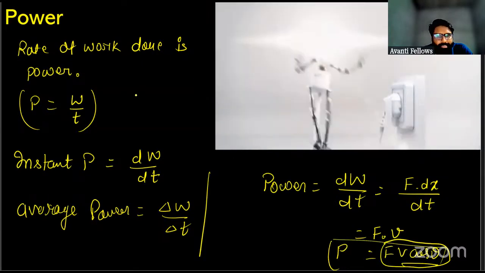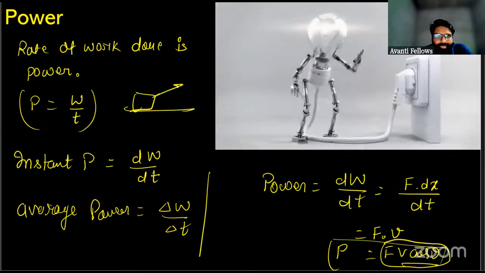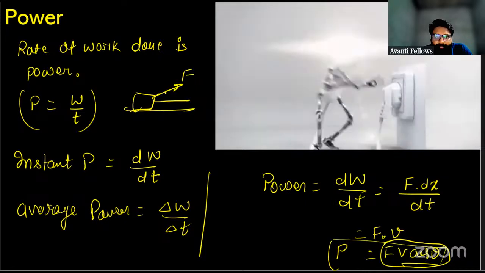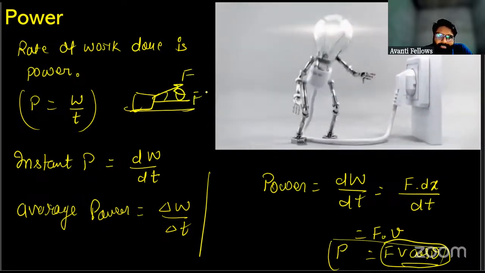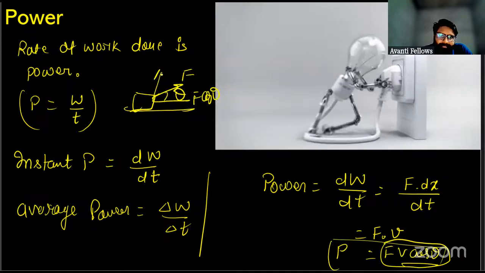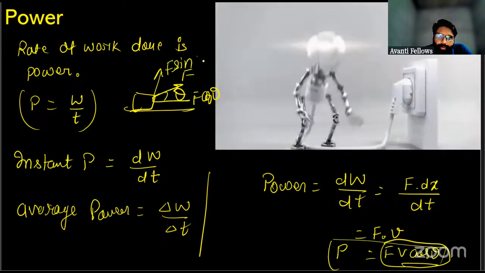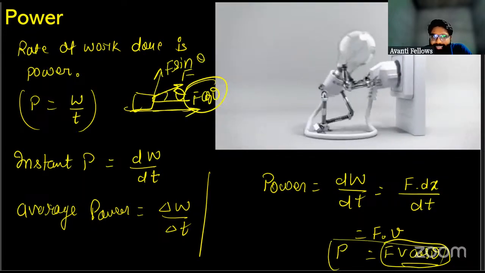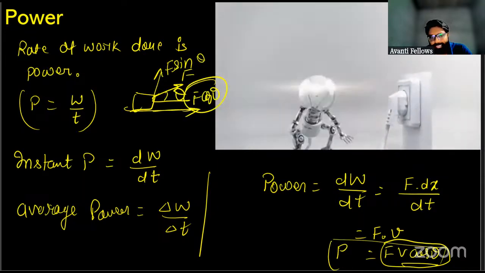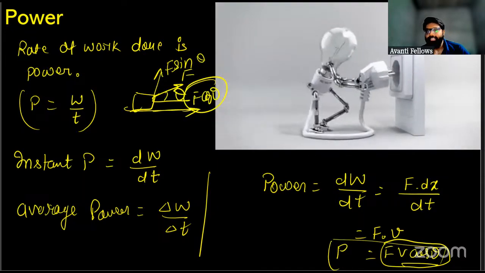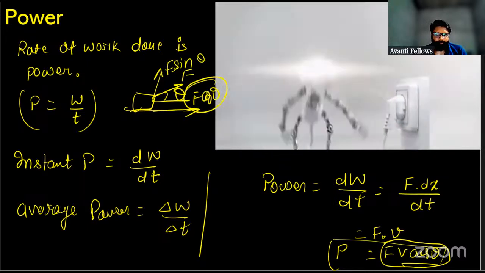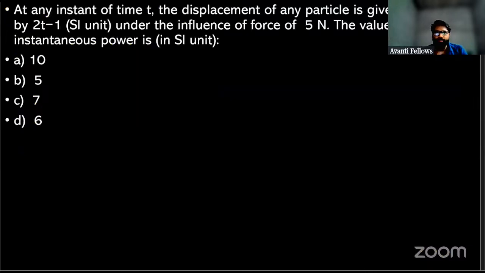So suppose there is an object which is having this type of force, with an angle theta. This is F cos theta and this is F sin theta. So only this component, which is in the direction of displacement or velocity, is responsible for the power generation. Okay. Now, try to solve this question.